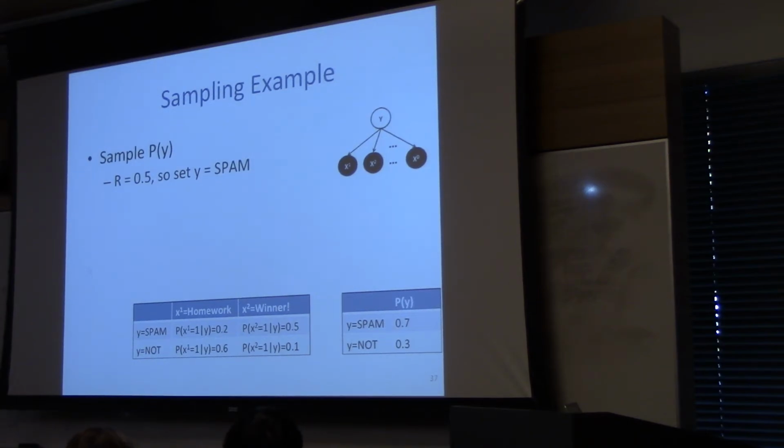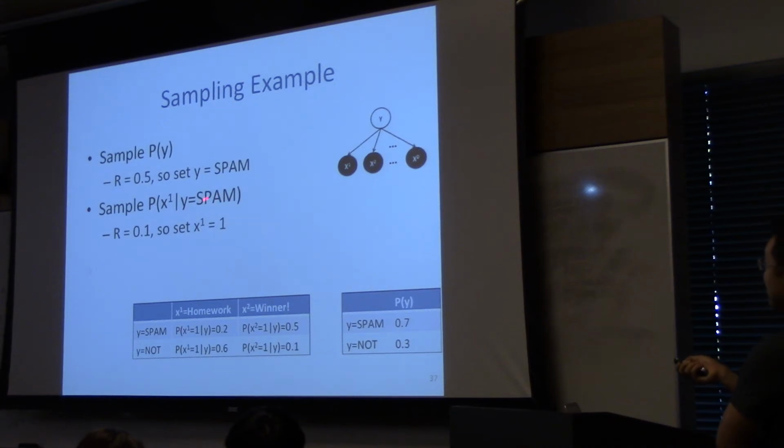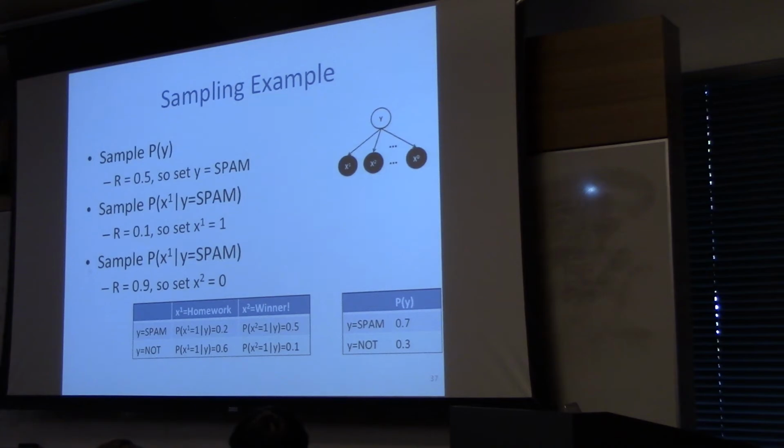Here are a few examples. Let's sample a random variable. The random variable is 0.5, so we set y to spam. Now we sample x1. Given y equals spam, we sample a new random variable, 0.1. For y equals spam, x1 is less than 0.2, so we set x1 equal to 1. And that should be x2, I apologize, I fixed that. For the second feature, conditioned on y equals spam, we sample random variable 0.9. It's above this probability mass, so we set x2 to equal 0.